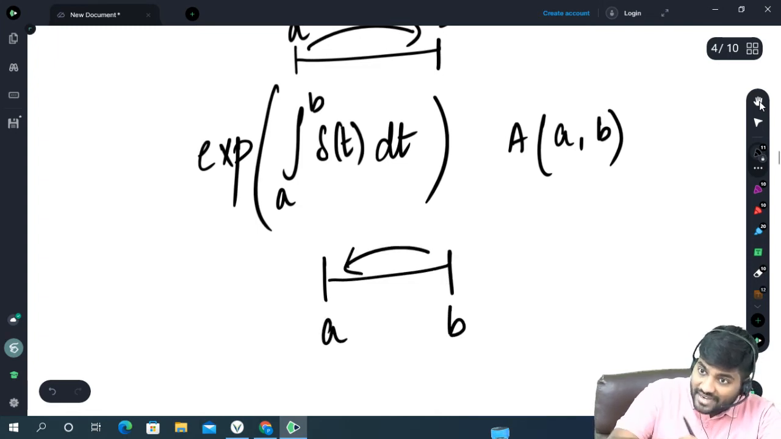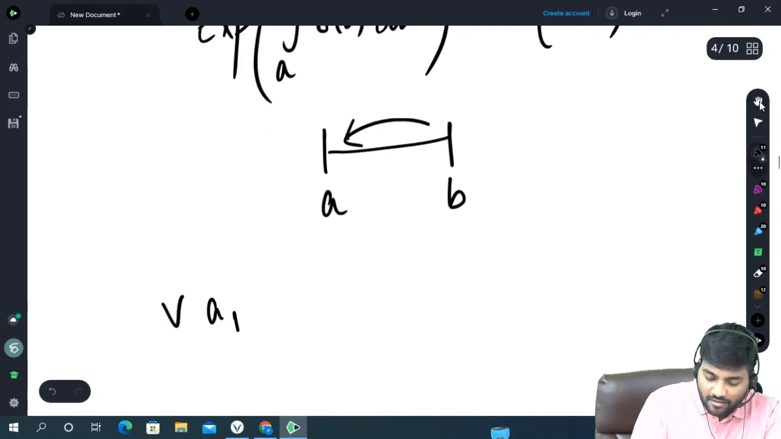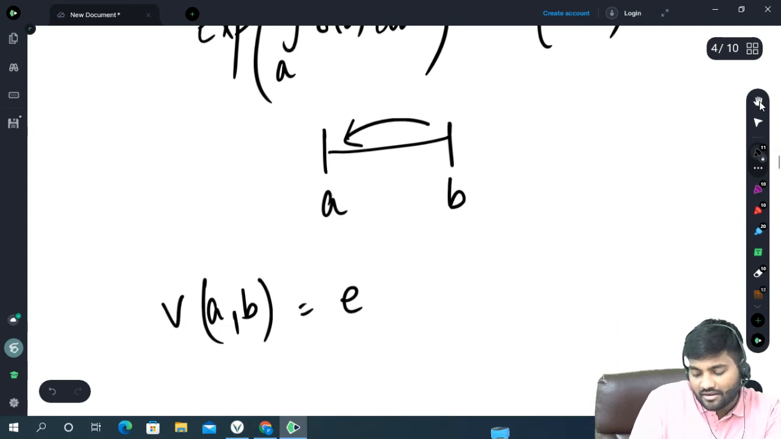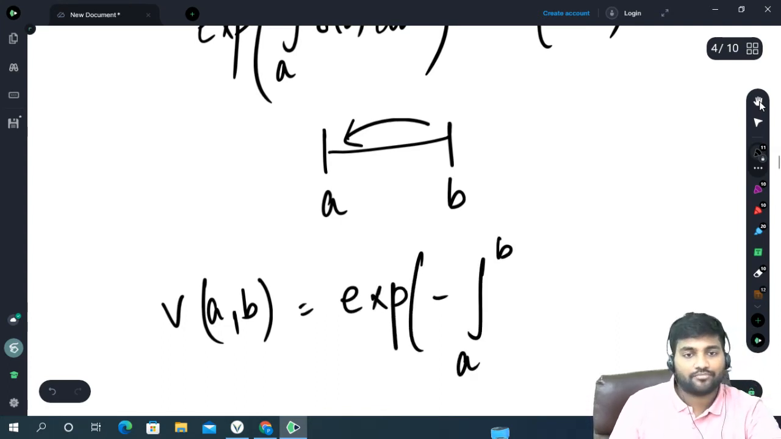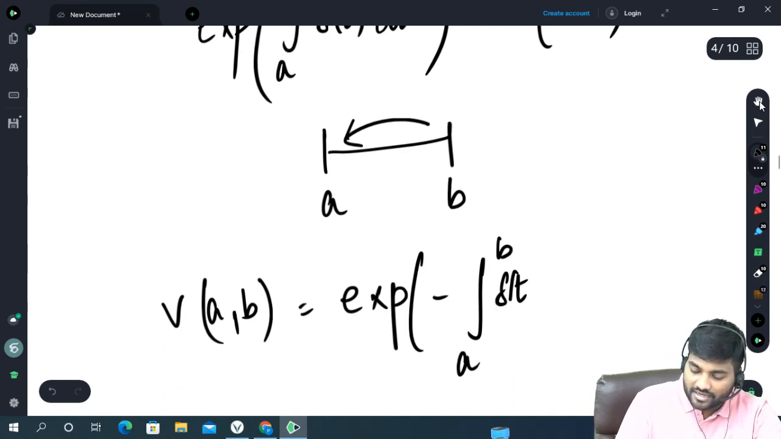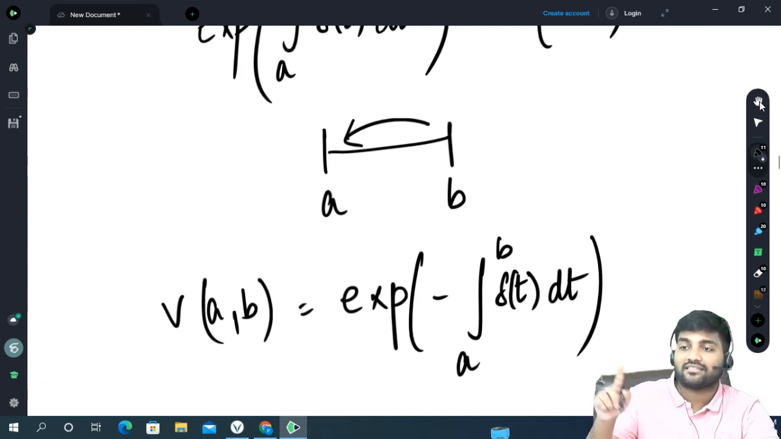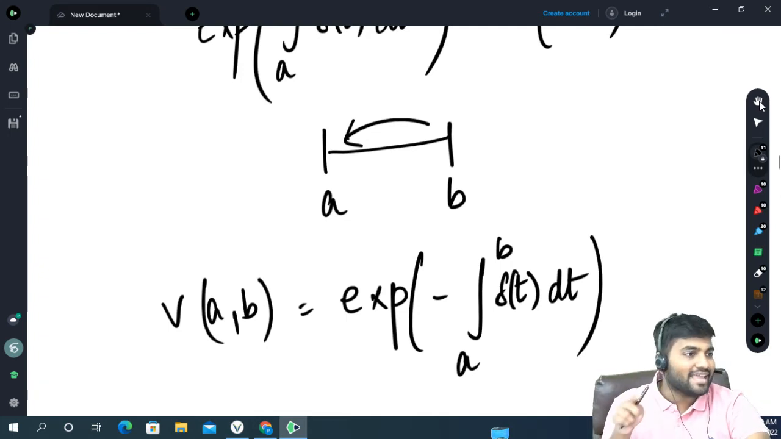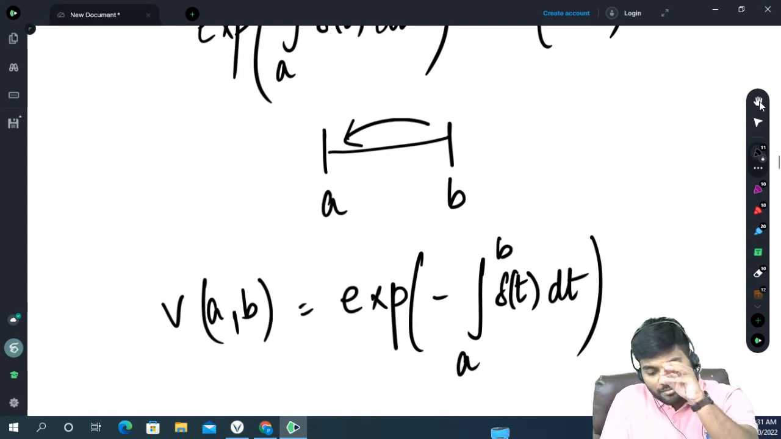Whenever we need to discount from B to A, basically v A to B, then it is exponential minus integration A to B delta t dt. And why this minus? This minus is for the 1 by thing. 1 by e to the power 5 is what? E to the power minus 5, right? So now don't think that minus A to B is B to A. No, not like that. It is just the minus is for the discount factor thing.